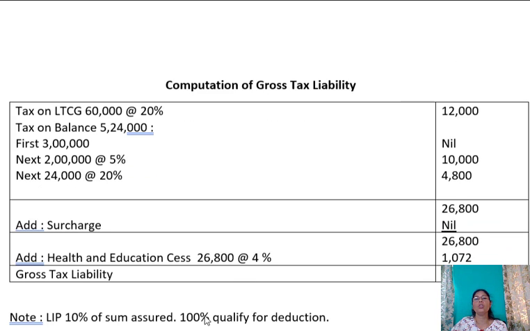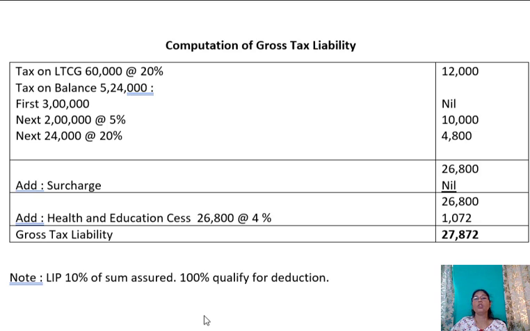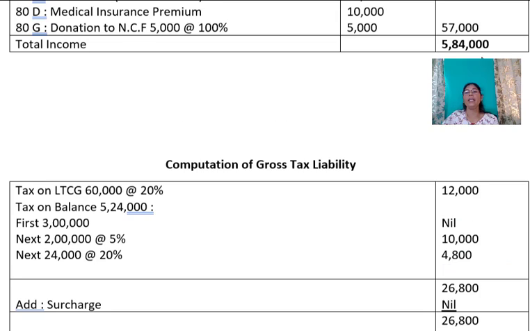Now computation of gross tax liability. So the total income is 5,84,000. So we have to charge tax. First we have to charge tax on casual incomes, but in this problem there is no casual income. Then on the long-term capital gain, which is 60,000 after deducting the short-term capital loss, tax at the rate of 20% comes to 12,000. Now from 5,84,000, we have to deduct the long-term capital gain amount 60,000. Therefore, the balance will be 5,24,000.